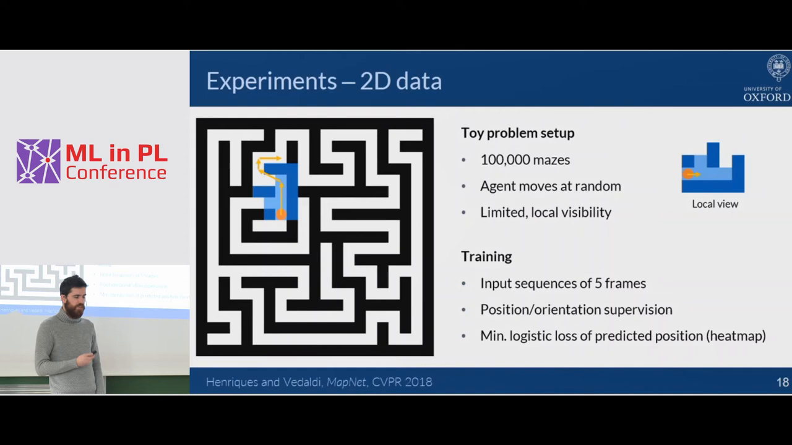So essentially, you take this as the input. I trained it on input sequences of 5 frames with supervision of position and orientation. So the loss function is just making sure that the position corresponds to the ground truth, with a logistic loss. And after training, this is what you get. So here's an example, sort of step by step.